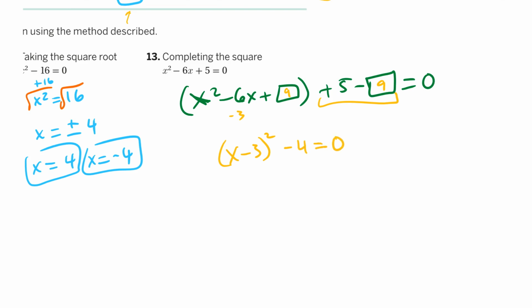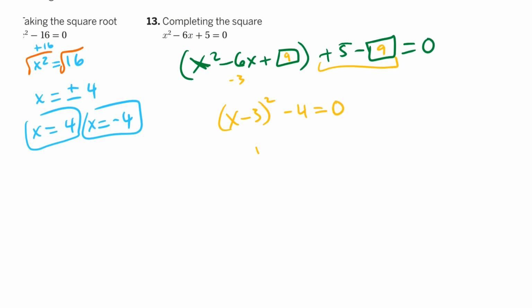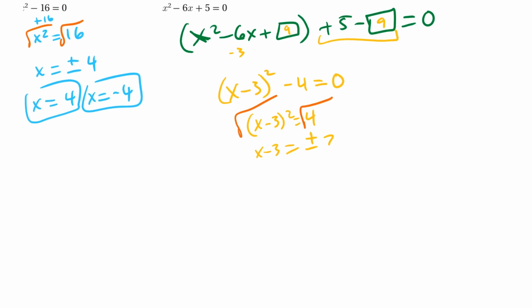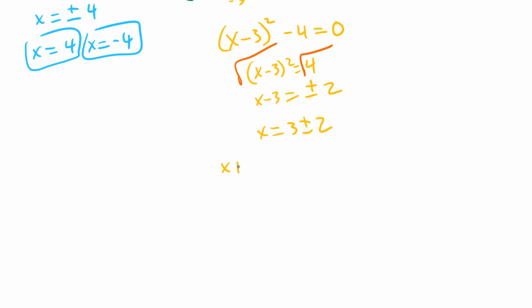And so now I just have to solve this by adding 4 to both sides, taking the square root, which when I do that, I get two answers, plus or minus 2. Add 3 to both sides, and now I get my two answers of x equals 3 plus 2, which is 5, and x equals 3 minus 2, which is 1.